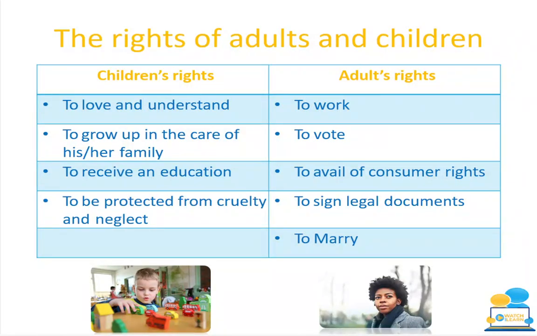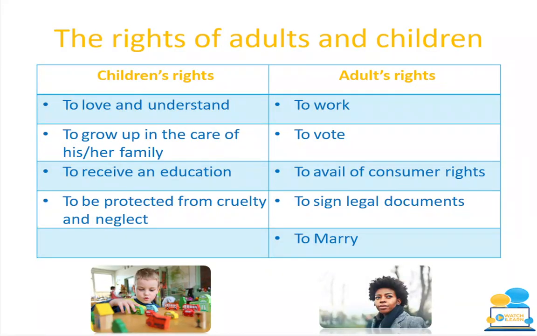So these are not an exhaustive list, and you could come up with more yourself. Children's rights are to love and understanding. They have the right to grow up in the care of their family, whether that's a nuclear, extended, blended or lone parent family. They have the right to receive an education, so Montessori, primary school, secondary school, and then on to third level if they desire. They have the right to be protected from cruelty and neglect. In this case, if this right is infringed, Tusla will become involved.